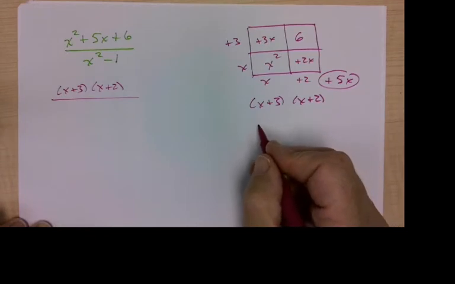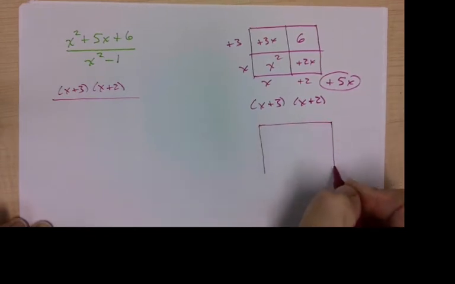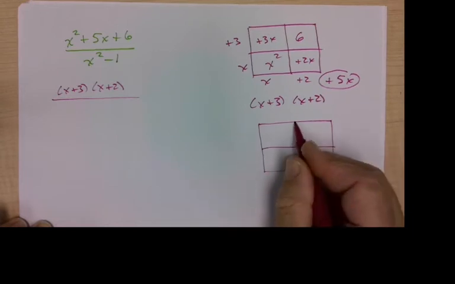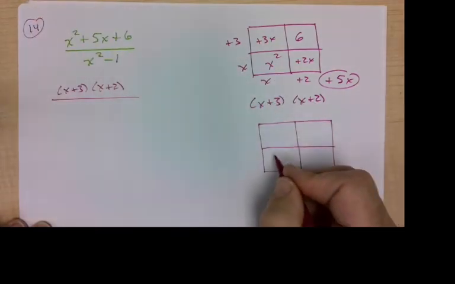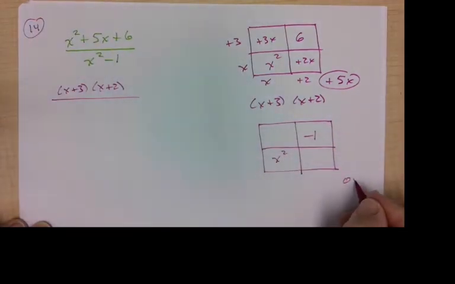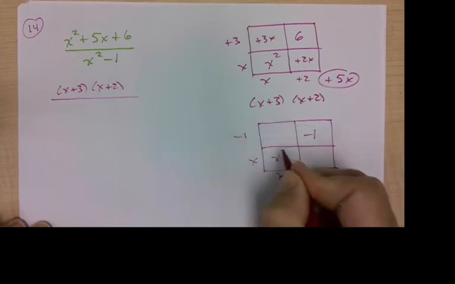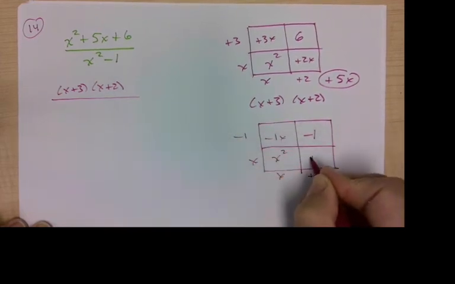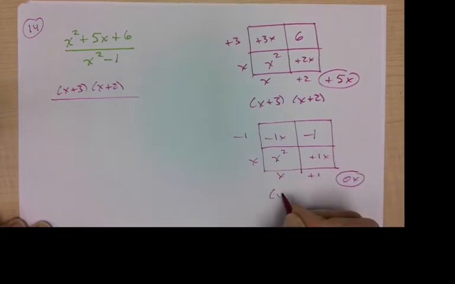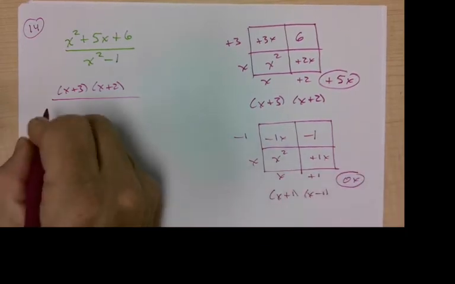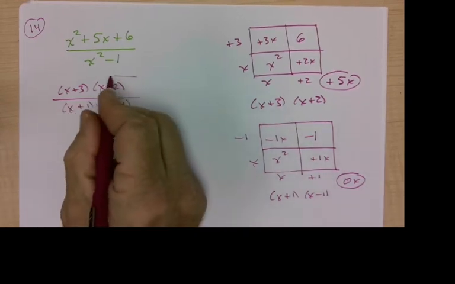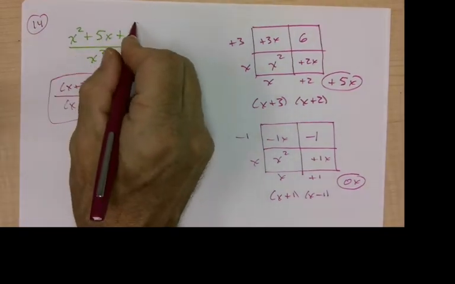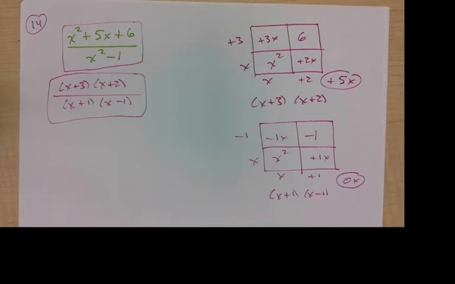And on the bottom I have x squared minus 1. And let's see what we get there. And again, this is question 14. X squared minus 1, so the middle term here is 0x. X times x, negative 1 times positive 1. Negative 1x, positive 1x is 0, so I get x plus 1, x minus 1. But notice, nothing cancels. So in a sense, this is my final answer. The fraction cannot be reduced. Nothing divides out in that example.